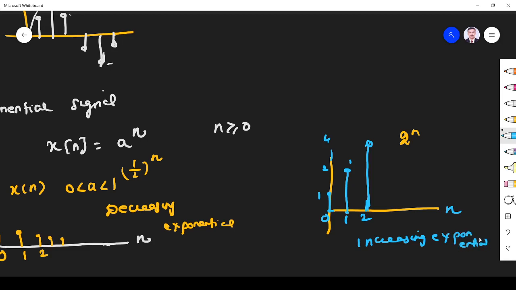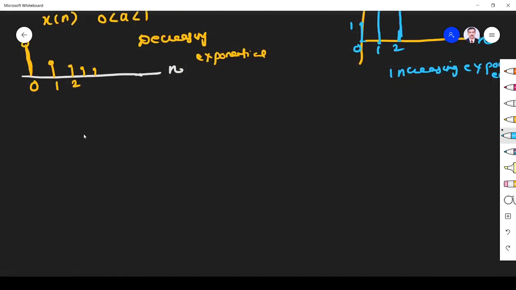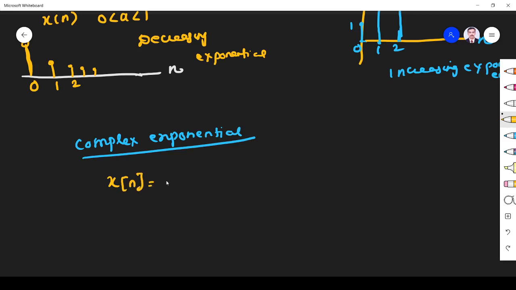Right, this is what a real exponential signal looks like. Now we go and learn a complex exponential in the discrete domain. Like we had a complex exponential in the continuous domain, we have a complex exponential in the discrete domain also. That is represented as x of n is equal to a^n e^(j omega n).